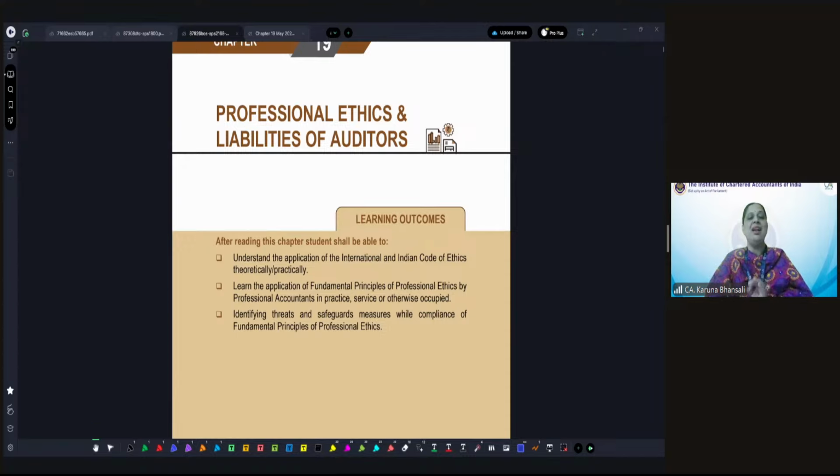If we talk about sections, one chapter that covers a whole section is very important, and that is our last but not least chapter, Professional Ethics and Liabilities of Auditor. So we have started our revisionary class with chapter 19, Professional Ethics and Liabilities of Auditors. As you are aware, that is section 5, and the weightage for the same is 20 to 27 marks. Means it is of 20 marks.